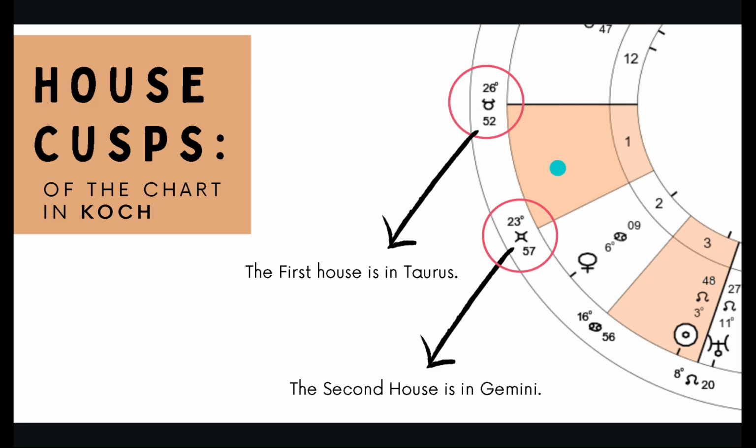And this confused me when I began. So it's always the line before the number, right? So first house would be 26 degrees in Taurus. So my first house cusp is 26 degrees Taurus. My second house cusp, if I follow it here, is 23 degrees in Gemini.